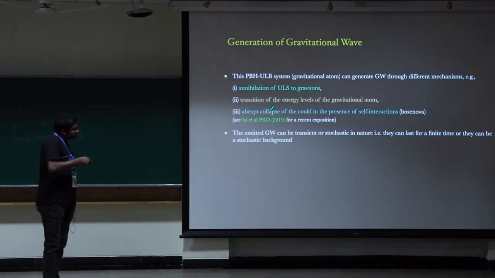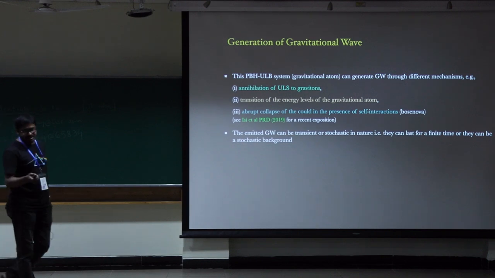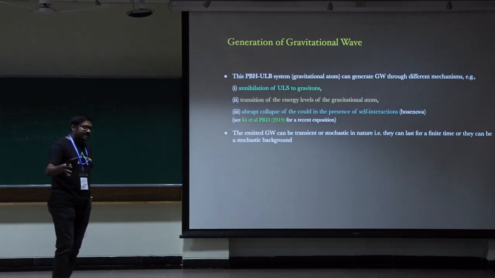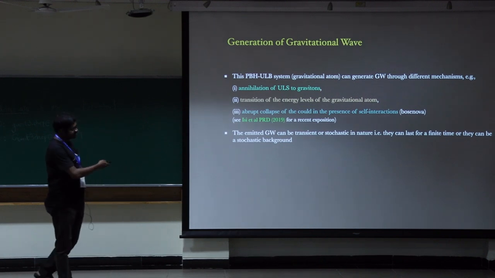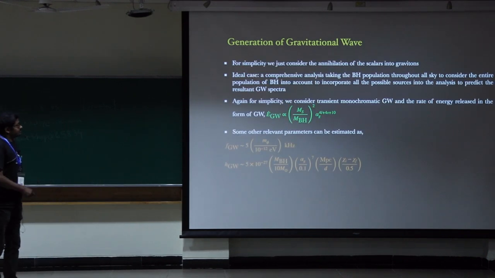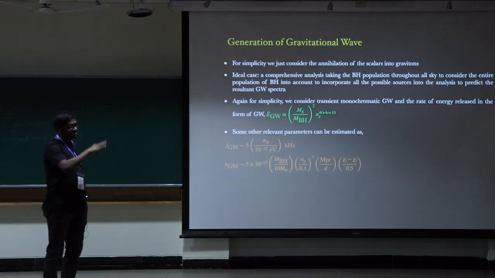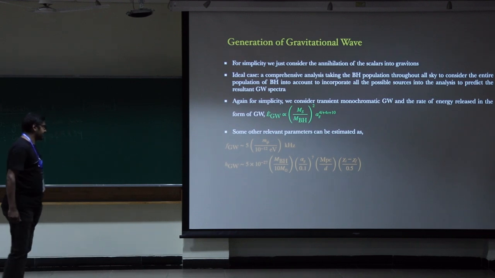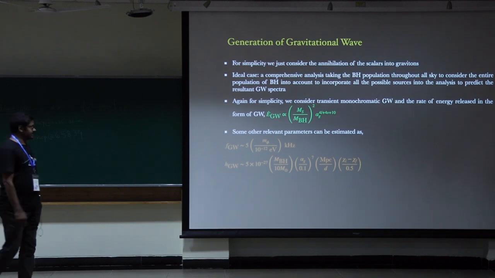Depending on which processes are dominant, these gravitational waves can be either transient or stochastic in nature. That means whether those gravitational waves last for a finite time or are of a stochastic nature. Now, for simplicity, our analysis is not very rigorous; we just wanted to test this idea. So here we are just considering the case of the annihilation of the scalars into gravitons.